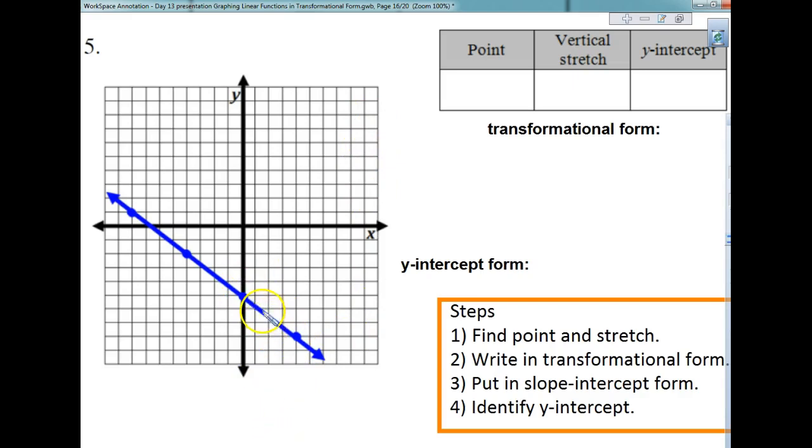So I can see a y-intercept right here. 1, 2, 3, 4, 5. And I can figure out that vertical stretch or the slope, right? So down 1, 2, 3 over 1, 2, 3, 4. So it's down 3 over 4.